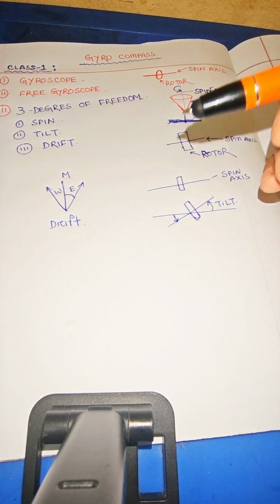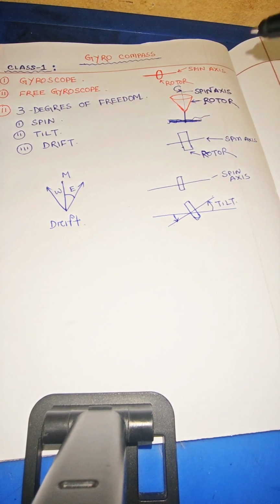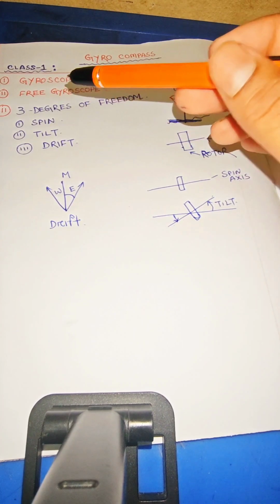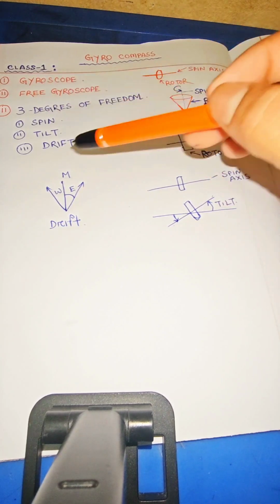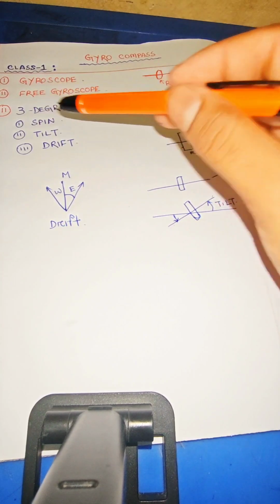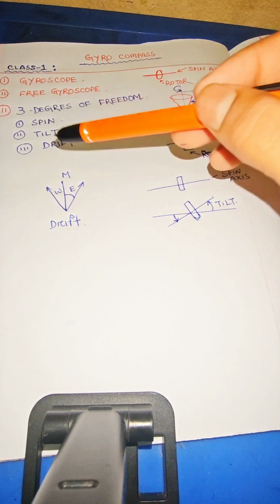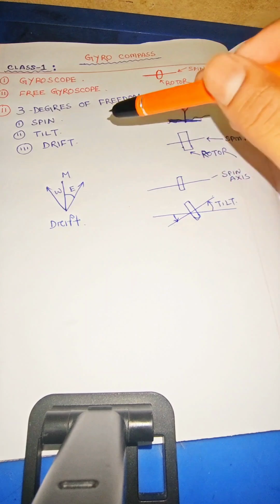Okay, so this is also a question from the class 2 and class 3 also, that what are the 3 degrees of freedom. So that time you have to explain like this: a gyroscope, free gyroscope. And if you explain this one only also, okay, that free gyroscope has 3 degrees of freedom, like this: spin, tilt, drift. And you have to explain all the 3.